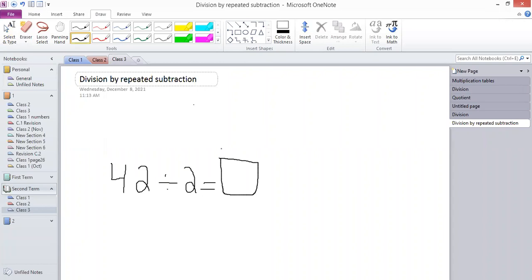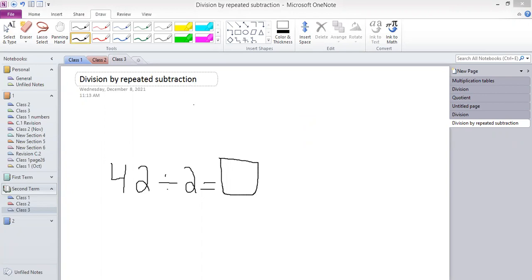So guys, in division by repeated subtraction, what will you do? First tell me, is my voice clear to you? Yes, sir. Good. So you want to divide 42 by 2 with the repeated subtraction method.